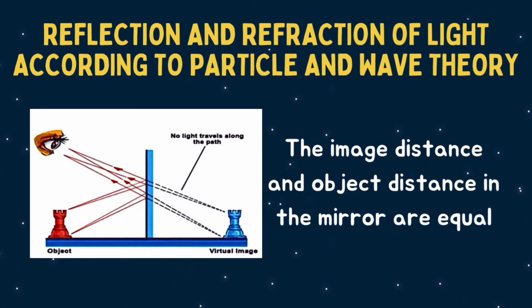The image distance and object distance in the mirror are equal. For plane mirrors, the object distance is equal to the image distance. That is, the image is the same distance behind the mirror as the object is in front of the mirror.